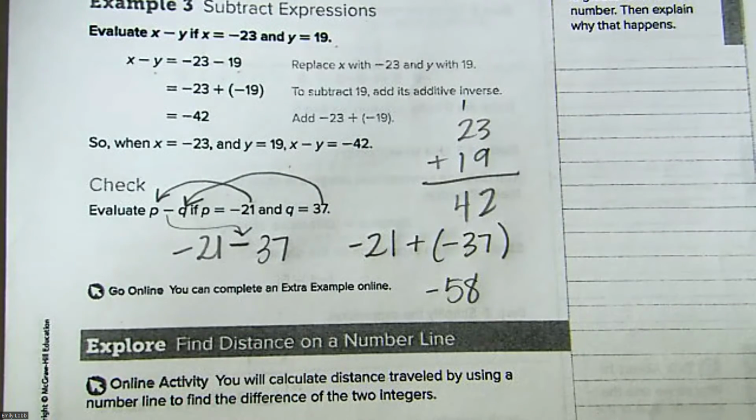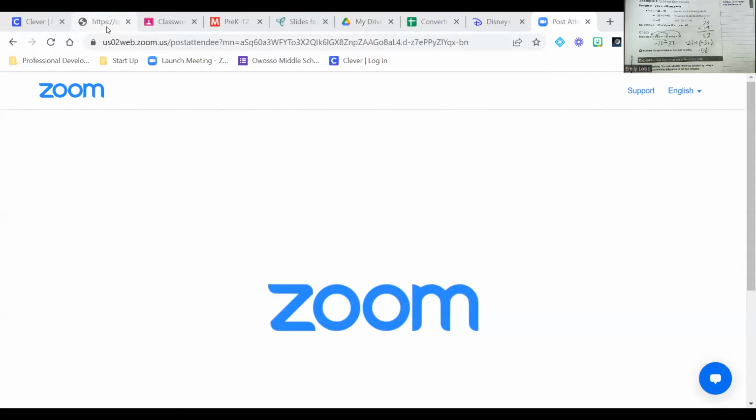All right, I do want to check out this explore activity with you a little bit, because finding distance traveled by using a number line can be helpful to visualize it. Sometimes we don't always know what to do until we try it out. So here, I'm going to share this screen.